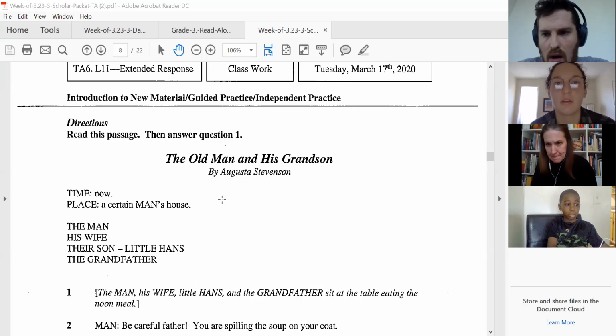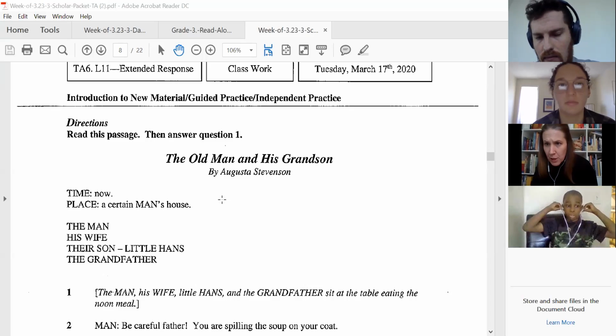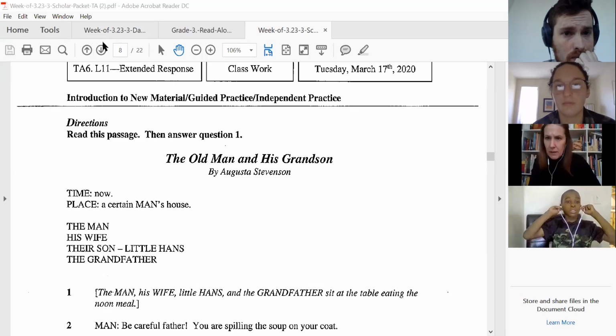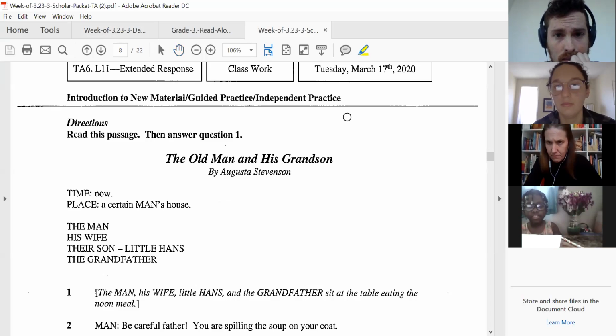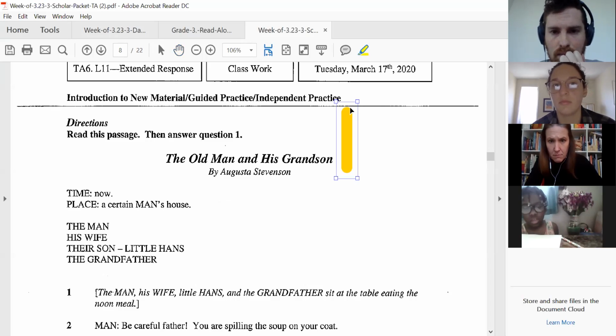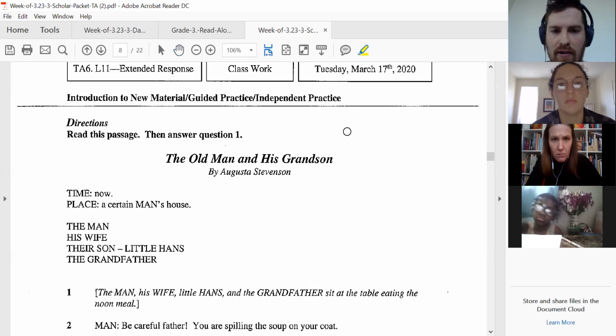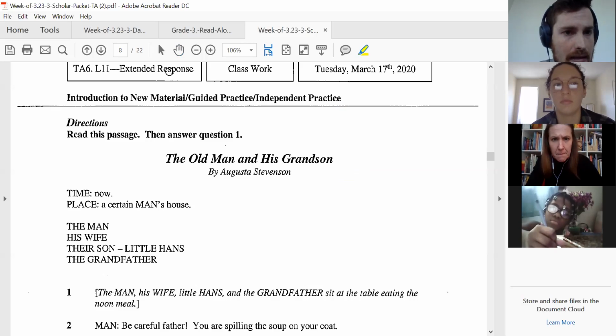All right. Can someone tell me what type of text this is and how they know? Eva, I'm unmuting you. Go. This text is written because it has characters, the man, wife, son, and grandfather. Yeah, awesome. So this is fiction. I like how you used your story elements to figure out that it was fiction. So everybody should have written fiction at the top.